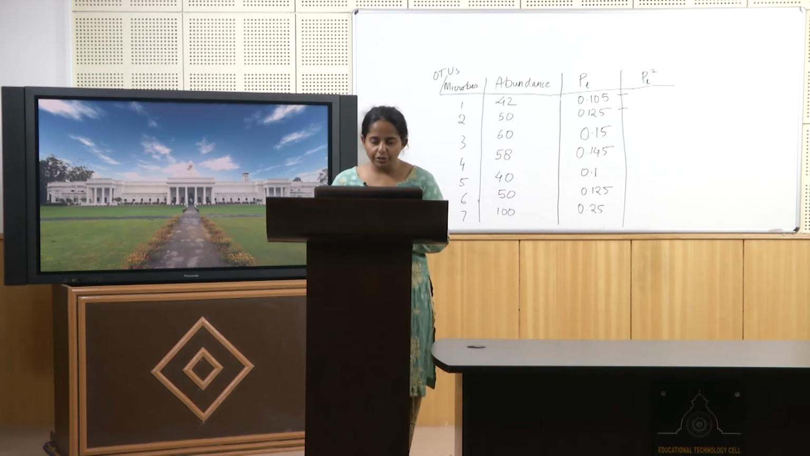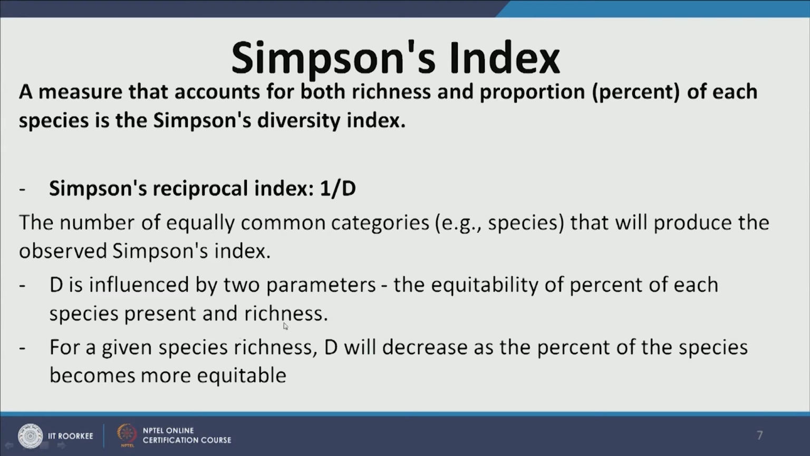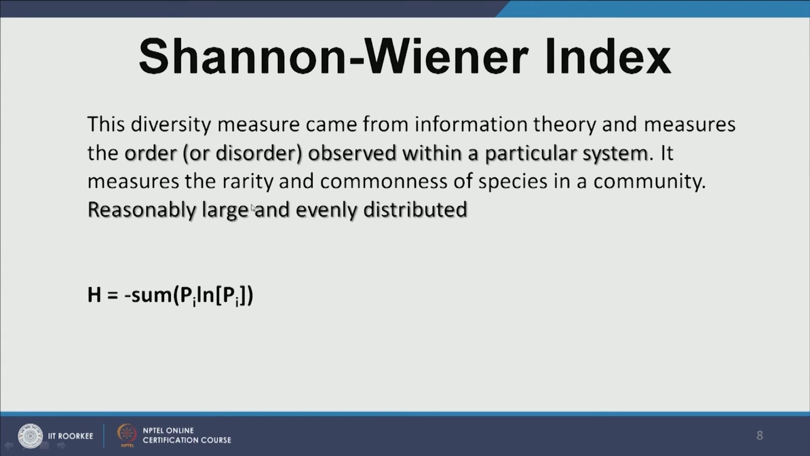So D is influenced by 2 parameters, the equitability of percent of each species present, which is relative abundance, and richness. For a given species richness, D will decrease as the percent of species becomes more equitable and vice versa. Next very popularly used index is the Shannon-Wiener index.